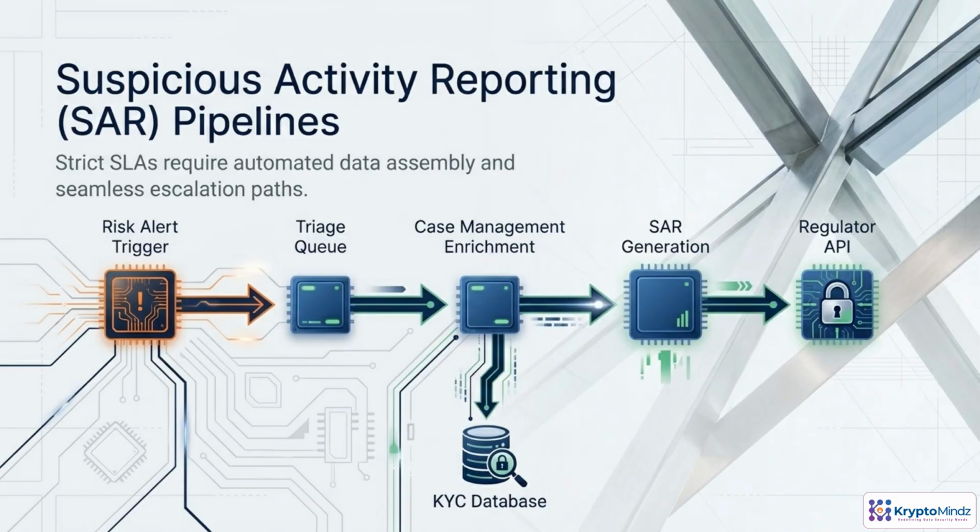Suspicious activity reporting is essentially a specialized pipeline on top of your monitoring system. A risk alert is first promoted into a triage queue, where rules or analysts decide whether it's SAR-worthy. Confirmed alerts are pushed into case management, which enriches them with KYC data, history, and contextual evidence. From there, a SAR generator assembles the report in the regulator's required schema and pushes it via secure APIs. Architecturally, you want to automate as much as possible while still guaranteeing deadlines, completeness, and auditability.